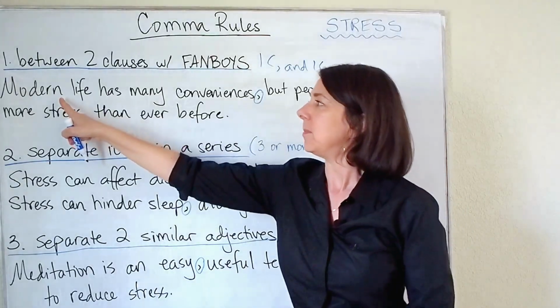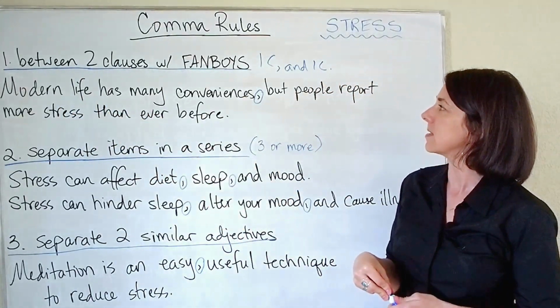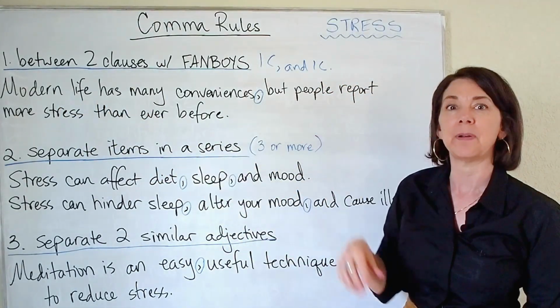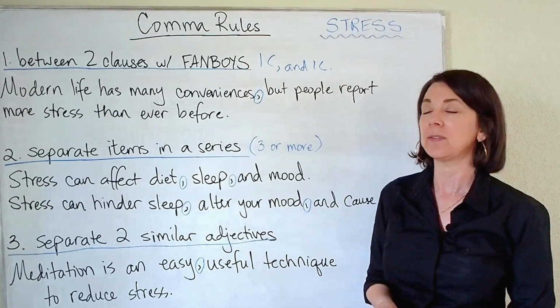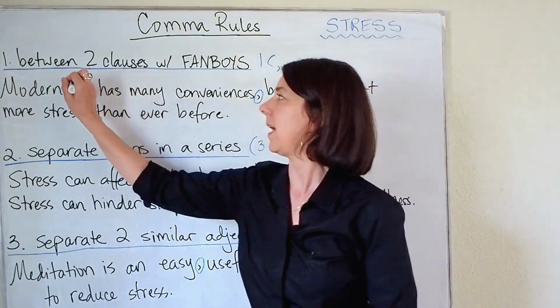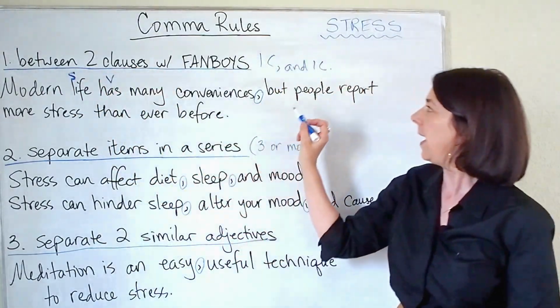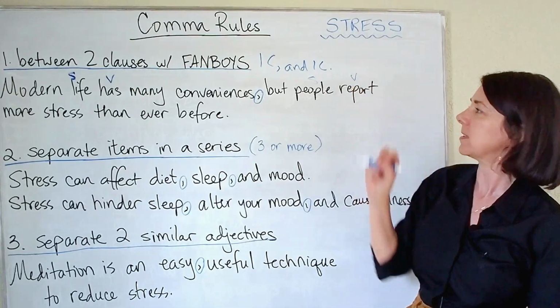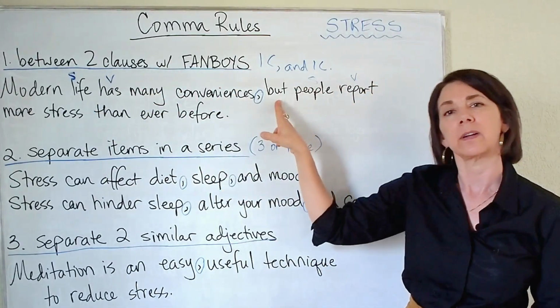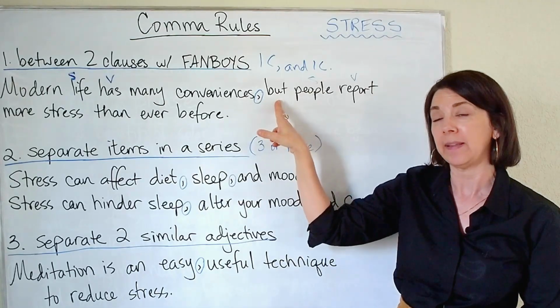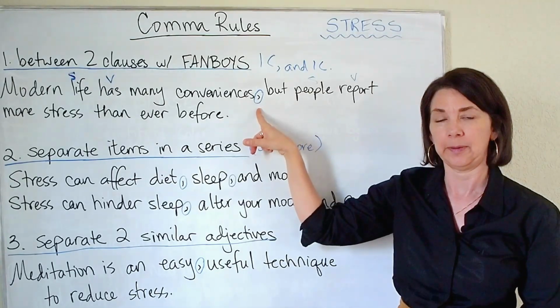Let's look at the example. Modern life has many conveniences, but people report more stress than ever before. This is a compound sentence because the first clause has a subject and a verb, and the second clause has a subject and a verb. So each of these is an independent clause. We use a coordinating conjunction to combine them, and we need to put the comma.